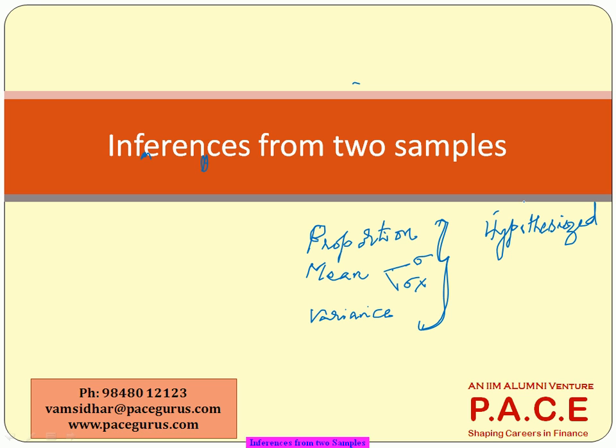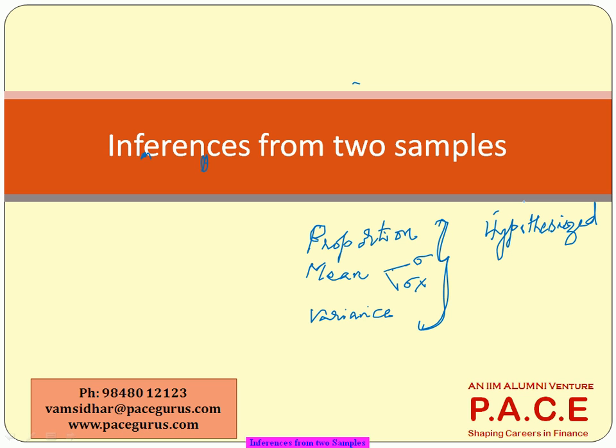So whenever the claim was against a constant value, we can use a one sample test either for proportion, mean or variance. And what we have observed is in case of proportions, we use a Z statistic. For mean, in case I know the population variance, I use a Z statistic, otherwise I use a T statistic. And in case of variance, we use a chi-square statistic.